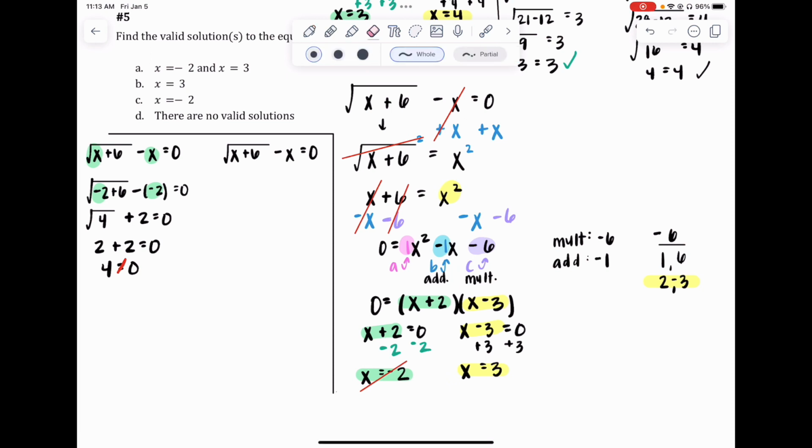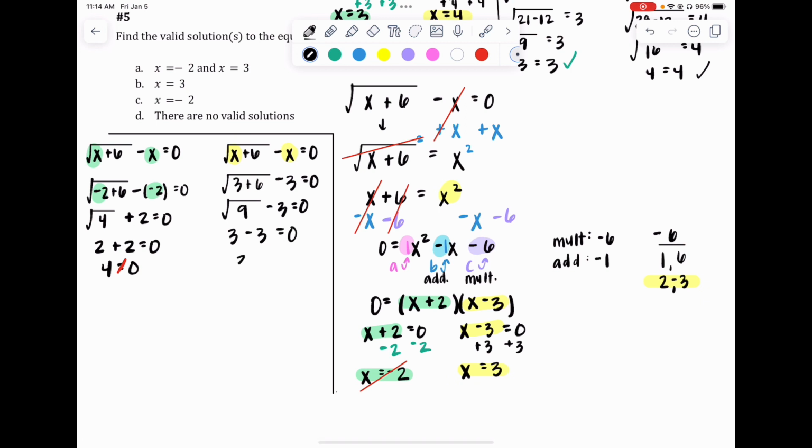And then now we just need to check the x equals 3. So 3 will go here and here. So it'll be the square root of 3 plus 6 minus 3 equals 0. 3 plus 6 is 9 minus 3 equals 0. Then the square root of 9 is 3, and then minus 3 equals 0, and then 3 minus 3 is 0. So we end up with 0 equals 0. So that check does work because we ended up with the same answer on each side of the equation. So the x equals 3, that answer is valid.